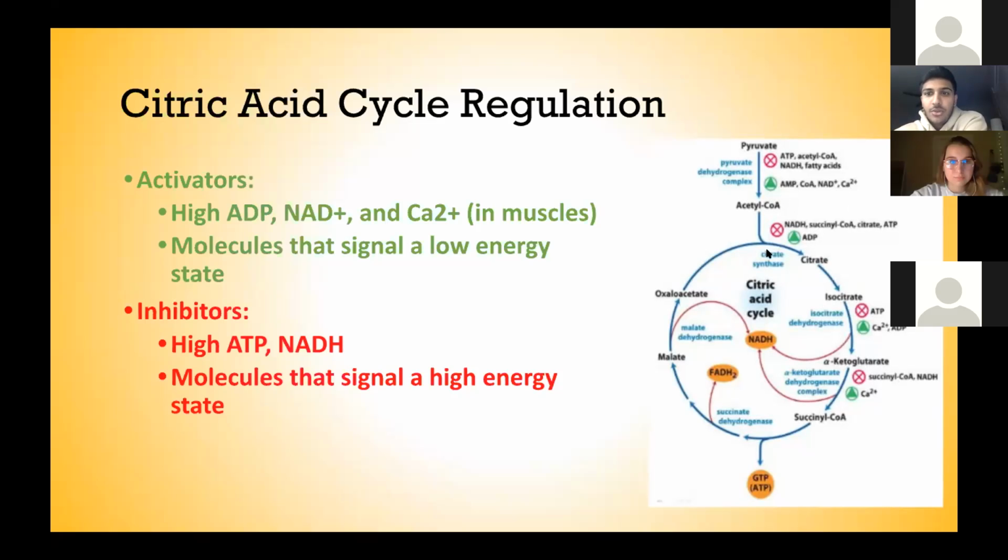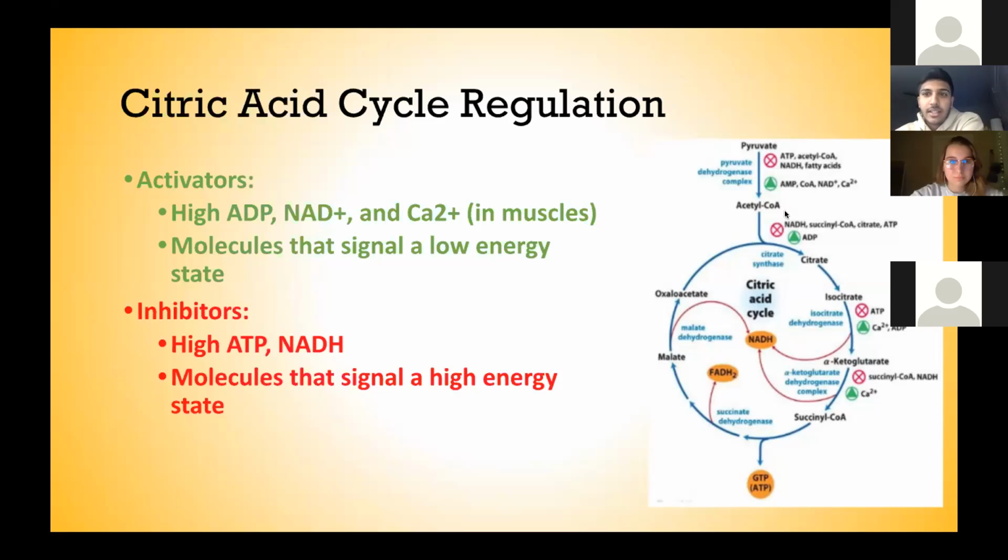You can easily see, for example, citrate synthase is going to be inhibited by citrate. Obviously, citrate is a high energy molecule, but also it's the end product. So this is an example of end product feedback, or feedback inhibition, essentially. And also succinyl-CoA. You also have to think of succinyl-CoA as a high energy molecule because it has a high group transfer potential. It can phosphorylate GDP to GTP. So that's why we consider it a high energy molecule.